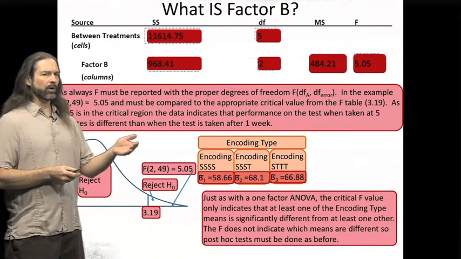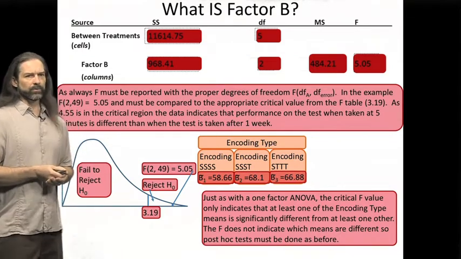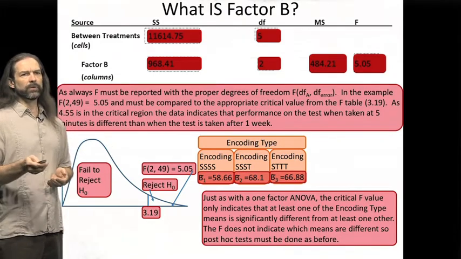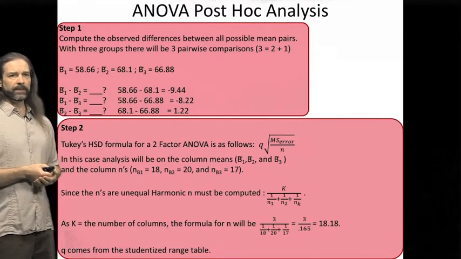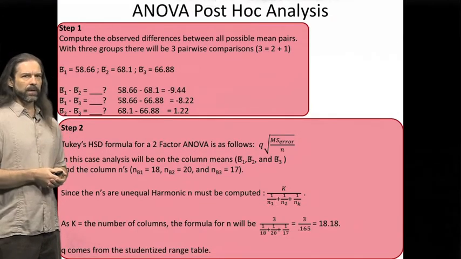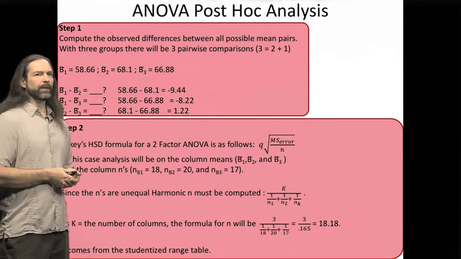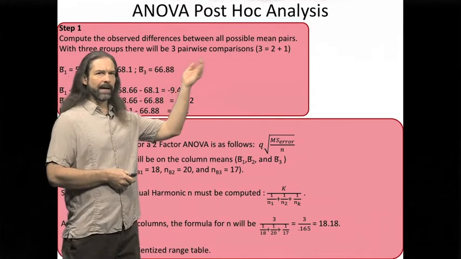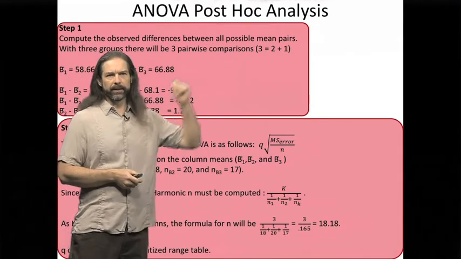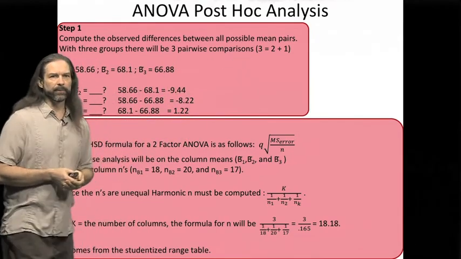So as with the previous videos, as with the previous ANOVAs, you're going to have to do post hoc tests. We have 3 different means because we're dealing with 3 columns. Therefore, we're going to need to do 3 pairwise comparisons. Remember, however many means that you have, you'll do 2 plus 1. That tells you how many pairwise comparisons.